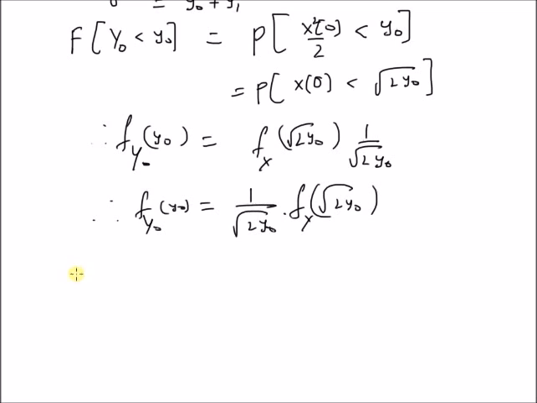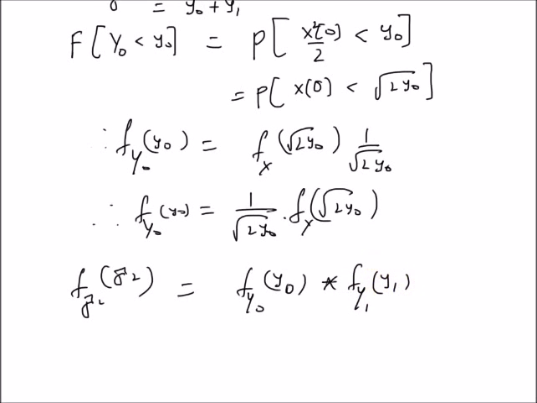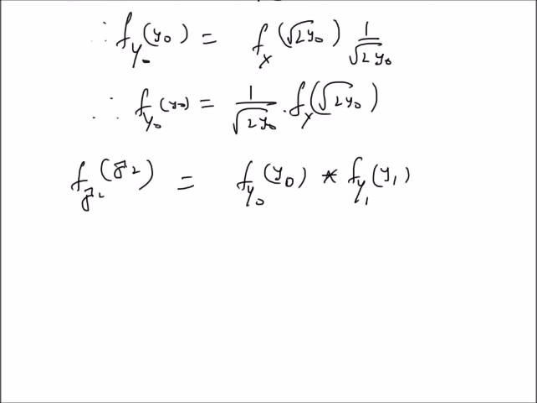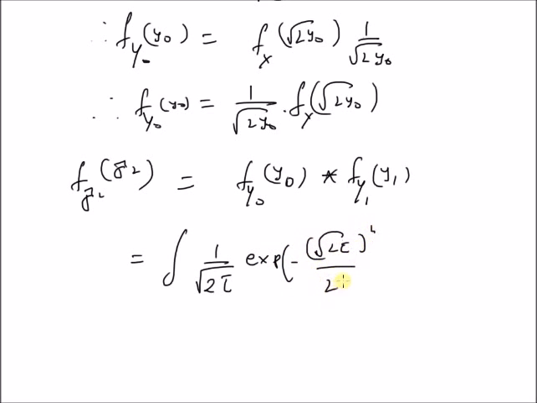Then the PDF of sigma square hat, that is f of sigma square hat, should be equal to the convolution of f_y0 and f_y1, the PDF of y0 convolved with the PDF of y1. And this is the result from probability theory, that the PDF of a sum of two independent random variables is equal to the convolution of the individual PDFs. So by using this formula, we can derive this PDF, and the convolution integral becomes 1 by square root of 2 times tau into exponential of minus square root of 2 tau whole square divided by 2 sigma square.